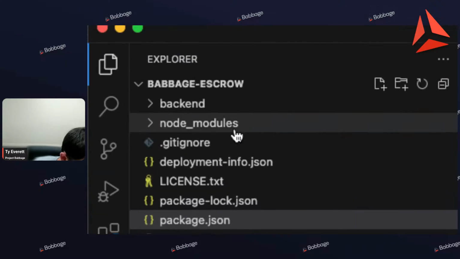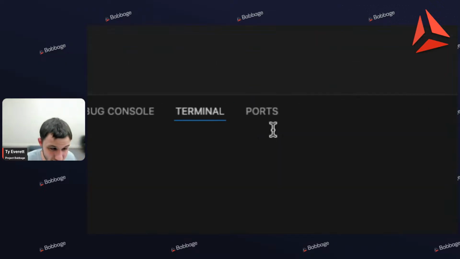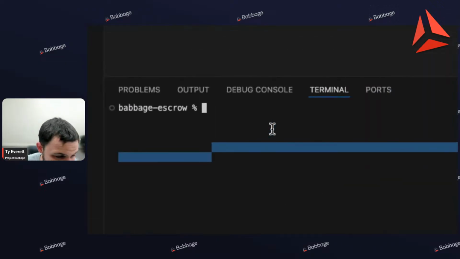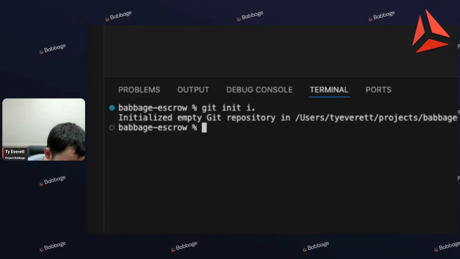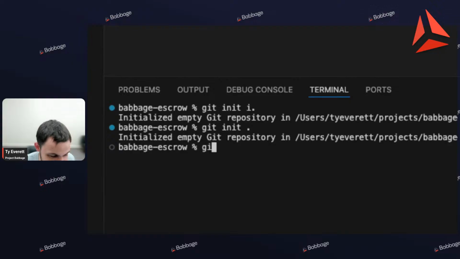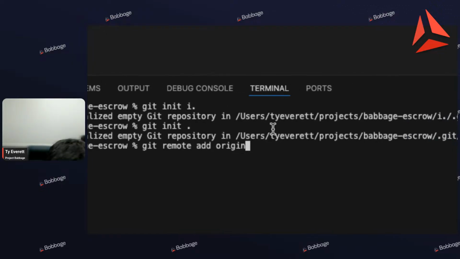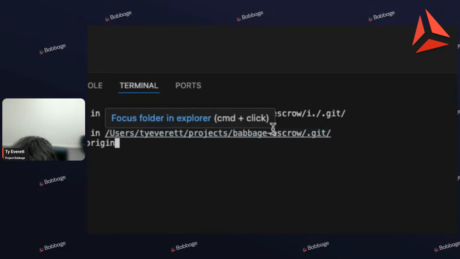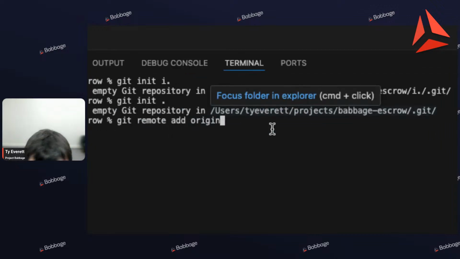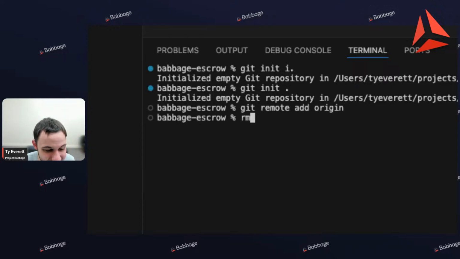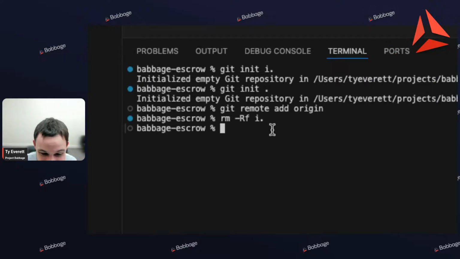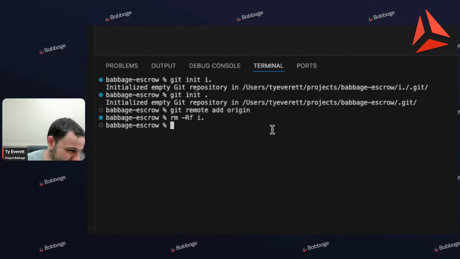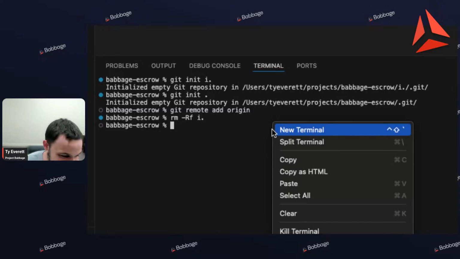Okay, so we got that mainly set up. I need to initialize a new Git repository. Git init. Whoops. No. Git init dot. Git remote add. Wait. That's funny. Okay, all right, let's do this.